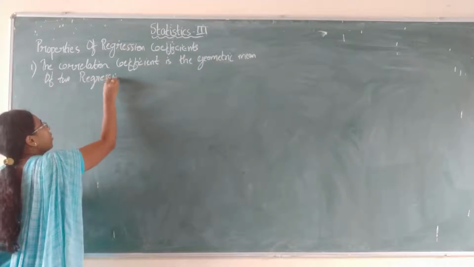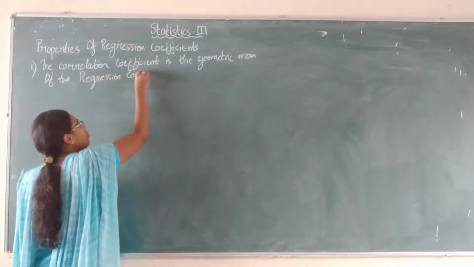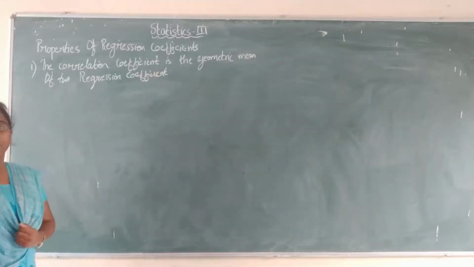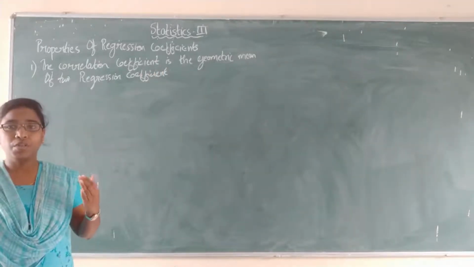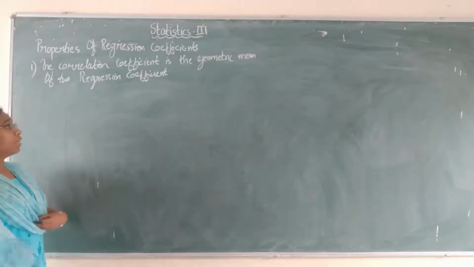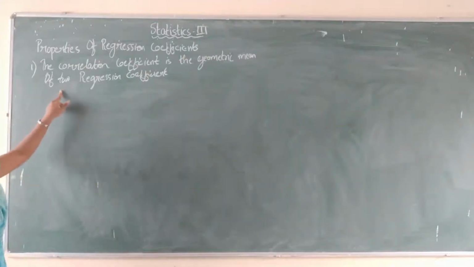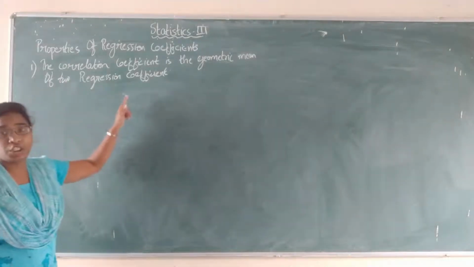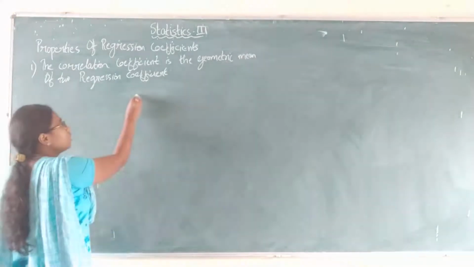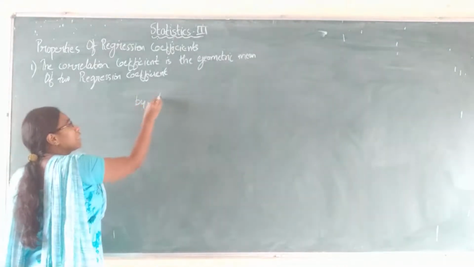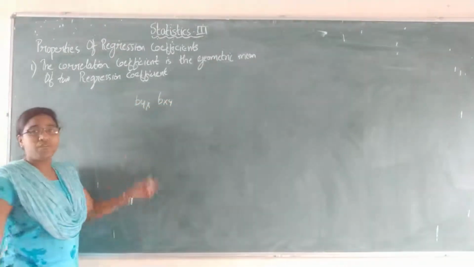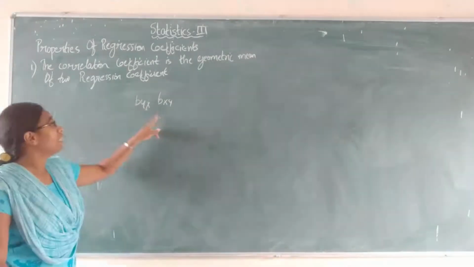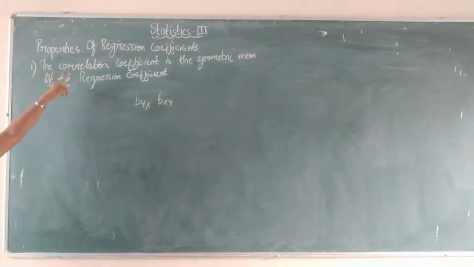So what is geometric mean? We have all learned in our first year, right? Geometric mean is the root of the product of the variables. So here, what do we have to find the geometric mean of? The geometric mean of two regression coefficients. What are the two regression coefficients? Byx and bxy.